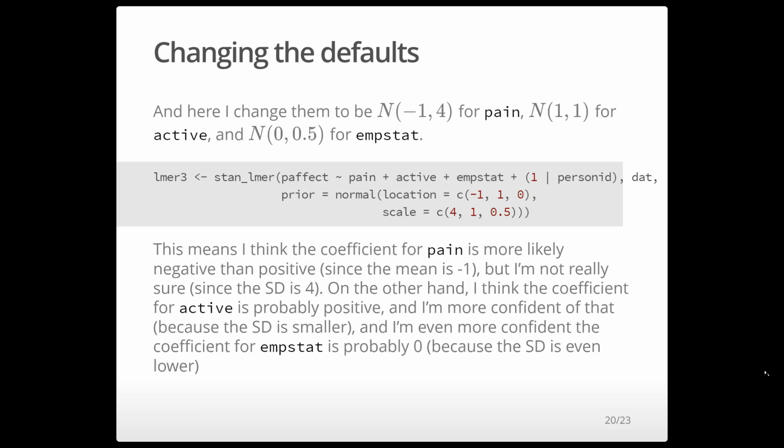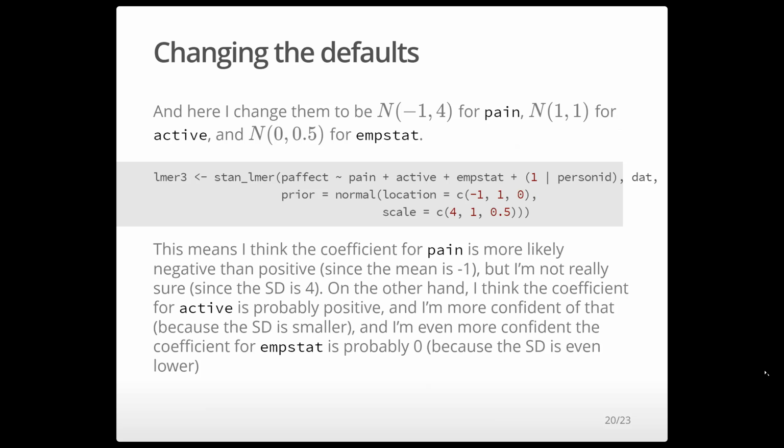And here I change them to be slightly more informative priors. So I change them so that it's normal -1, 4 for pain, normal 1, 1 for active, and normal 0, 0.5 for MSTAT. So what this is saying is that I think the coefficient for pain is more likely to be negative than positive since the mean is -1, but I'm not really sure since the SD is 4. So that's a pretty wide standard deviation. On the other hand, I think the coefficient for active is probably positive, and I'm more confident of that because the standard deviation is smaller. So the standard deviation is only 1 here.